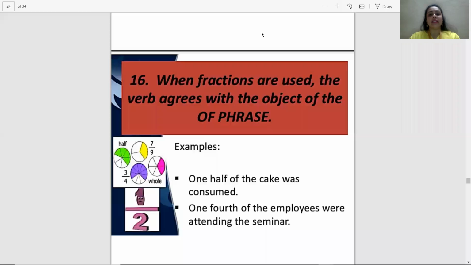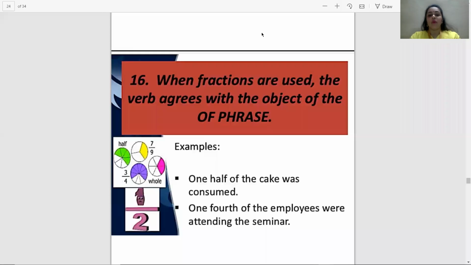Okay, in the last class we have seen till 15. Now we shall begin from the 16th rule of subject verb agreement. What is the 16th rule? When fractions are used, the verb agrees with the object of the phrase. Now phrase also we all know. What is a phrase? A phrase does not have a subject and does not have a verb of itself. It gives you an incomplete sentence. So it's a phrase.